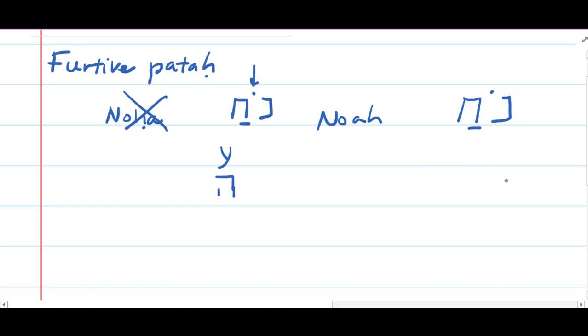I'll give you another example of a furtive pathach, and it occurs with the word for spirit or breath. Normally it would be ruch, but because this is a strong guttural closing the syllable at the end of the word, preceded by a long vowel, the furtive pathach sneaks in, and it now becomes ruach. So how are we going to transliterate these?